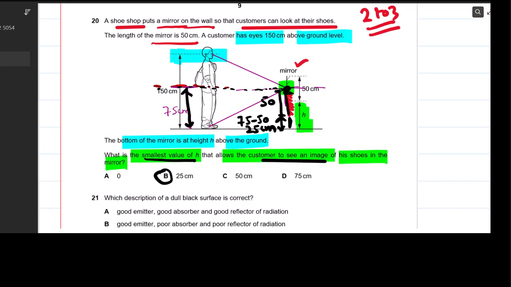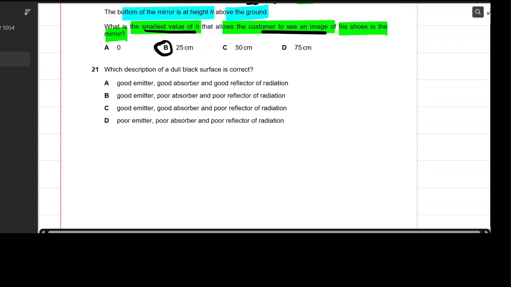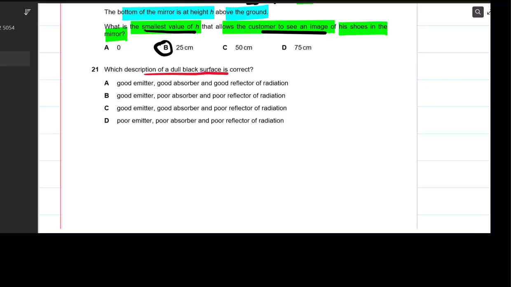So moving to question 21, which description of a dull black surface is correct? Dull black.